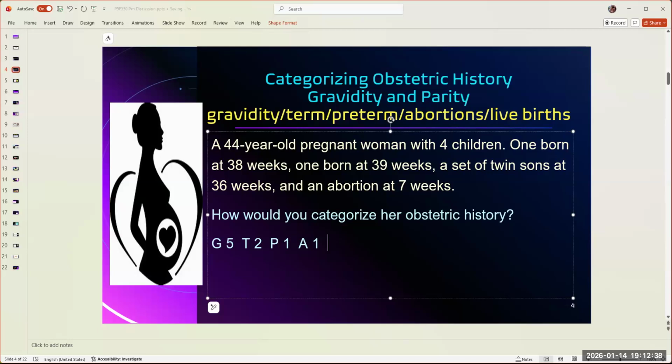We can also refer to it as her GP status, gravidity and parity. Parity are the babies that are delivered after 20 weeks. So her gravidity is 5, and her parity is 3. Abortion doesn't count in this one. It would be the babies born after 20 weeks, so just your term and your preterm babies. Gravidity 5, parity 3.